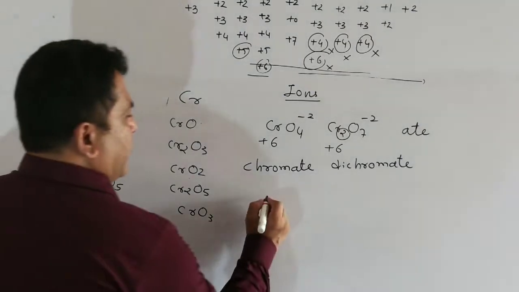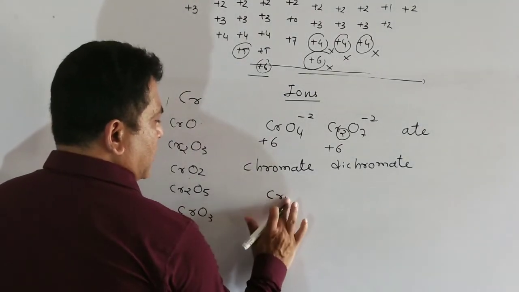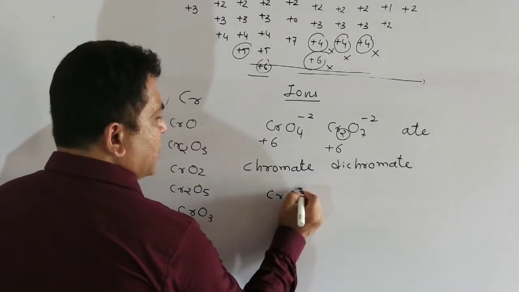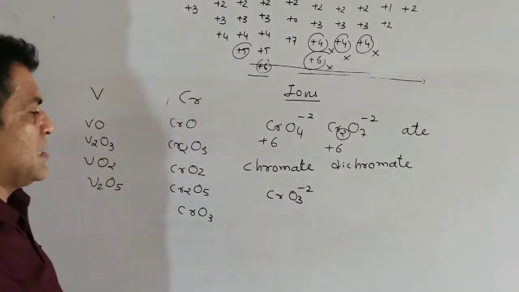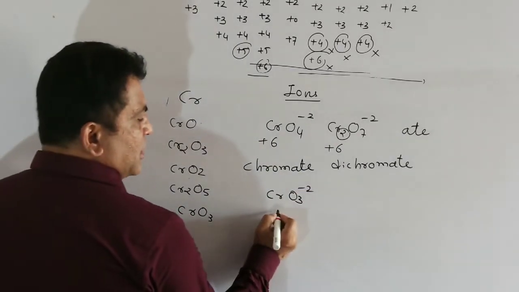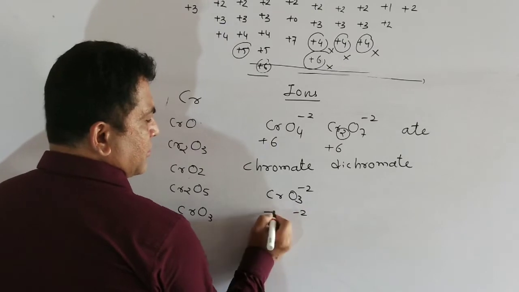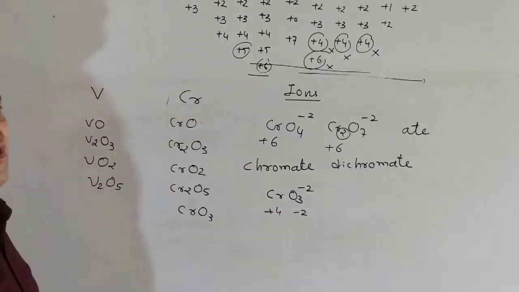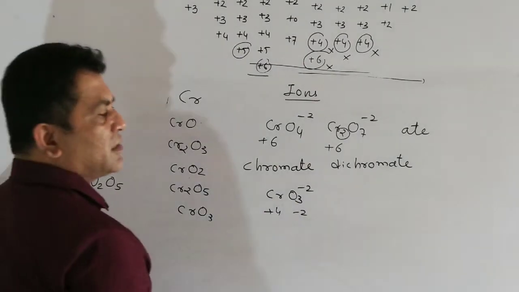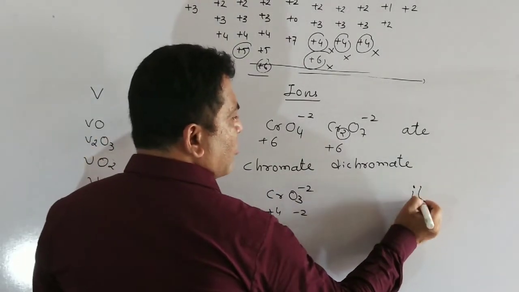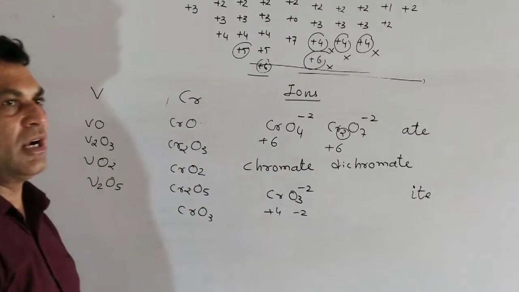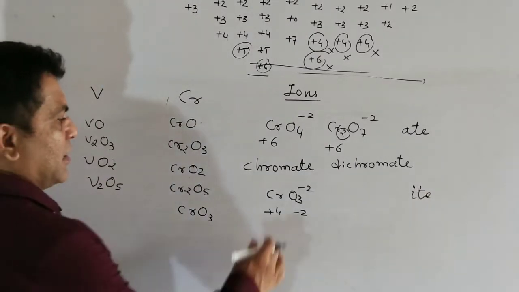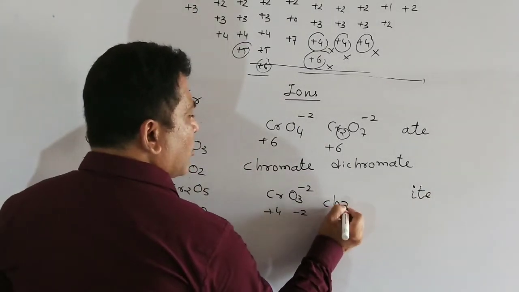Okay, we also have another ion, CrO3 2-. In CrO3 2-, the oxidation state is +4, since we came down from 6. So the +4 oxidation state is there. That is the downward direction, and when the oxidation state is lower, we add -ite. And that's why this will be known as chromite.